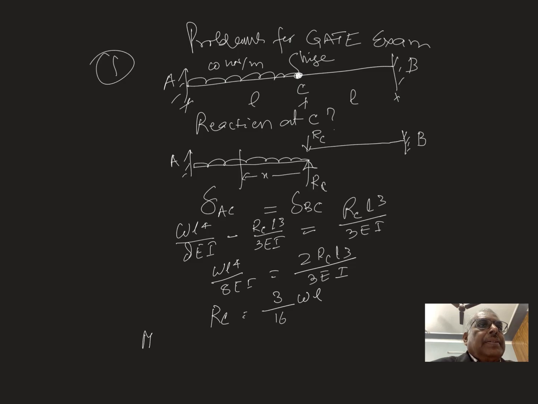At x from here, say, the moment at x will be Wx square by 2 minus RC into x. So anywhere you want to find the bending moment, you can find it using this relation in x. Suppose we are finding it here, then RC is already known. In this way you can draw the bending moment diagram.